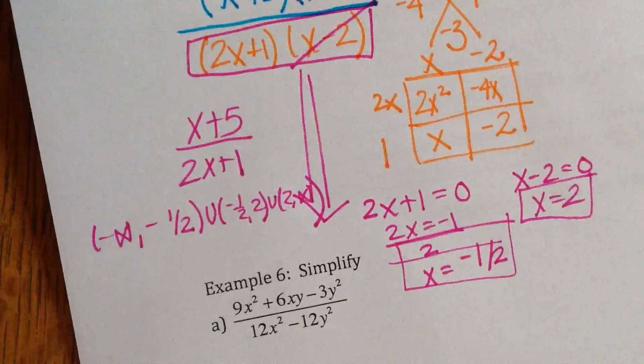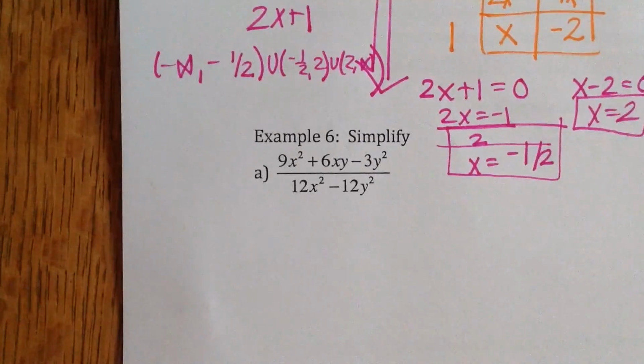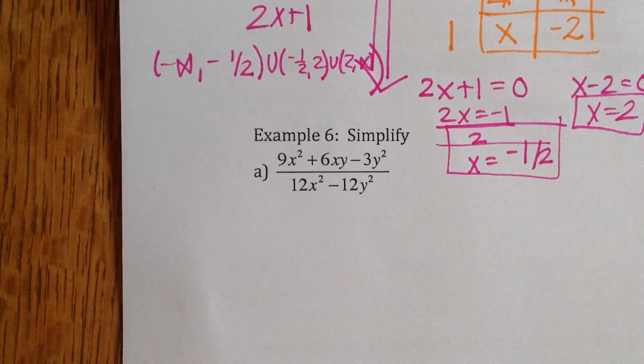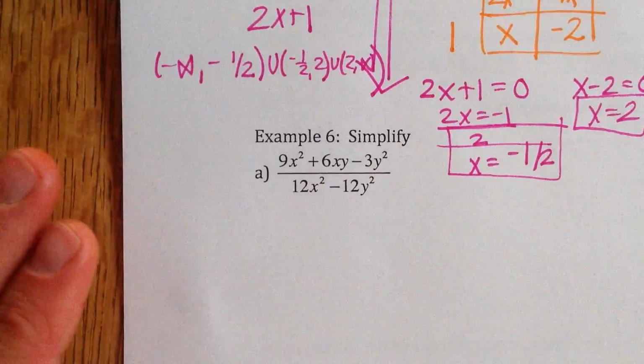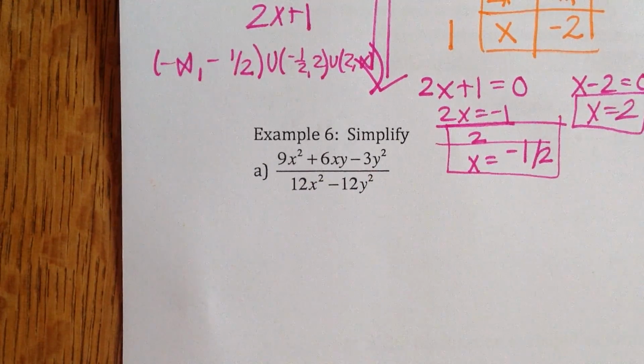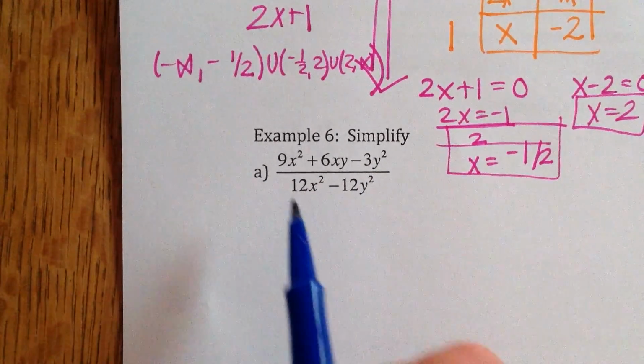Example number 6. Here we are simplifying. So all we're really doing is just building off of chapter 5. Factor, factor, factor, factor. But now it's saying, hey, factor on top, factor on bottom, and if they are like terms, then cancel each other out. So if I look at number 9, again, treat numerator different from denominator.